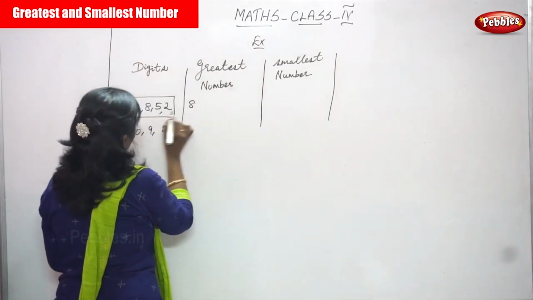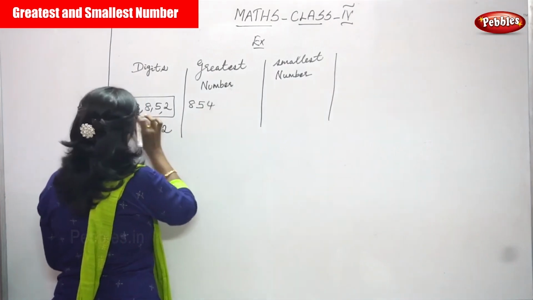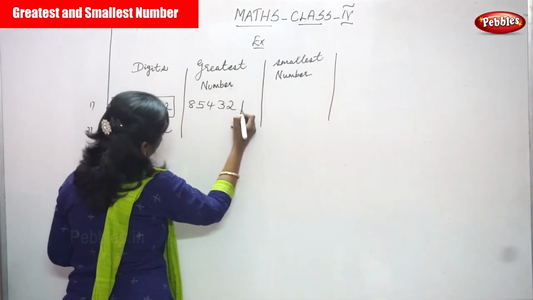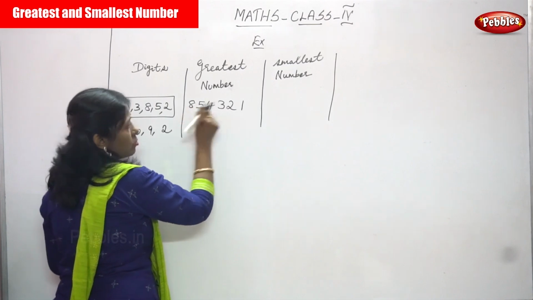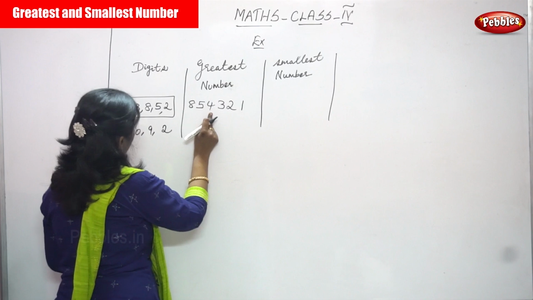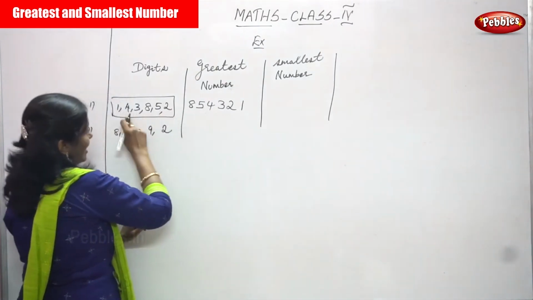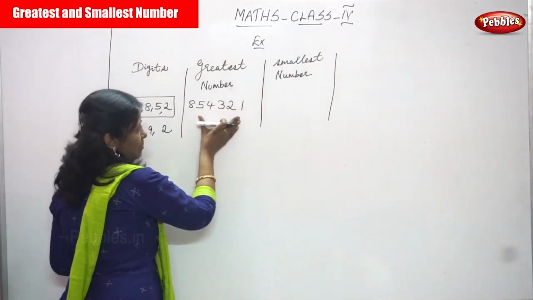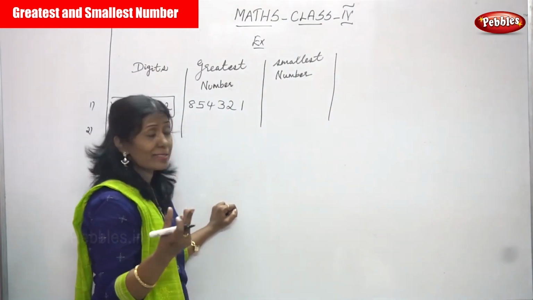Next bigger number is 5, and the next bigger number is 4. Next bigger number is 3. Next is 2, and the last is 1. This is the very lowest number, the smallest number. So biggest to smallest: 8 is the first one, second is 5, third is 4, fourth is 3, fifth is 2, and the last is 1. Now you form the greatest number according to the descending order.